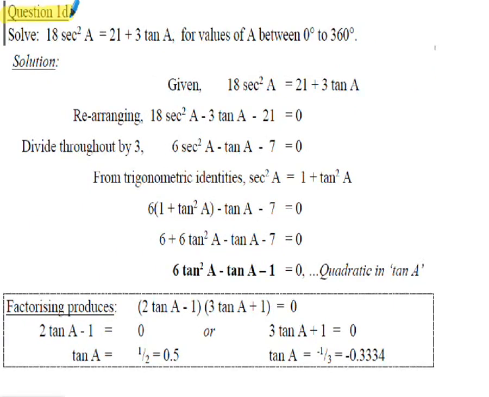Okay, question 1D here is a type 4 problem. We're given 18 times the sec squared of A is equal to 21 plus 3 times the tan of A. We've got to find the values of A between 0 degrees and 360 degrees.